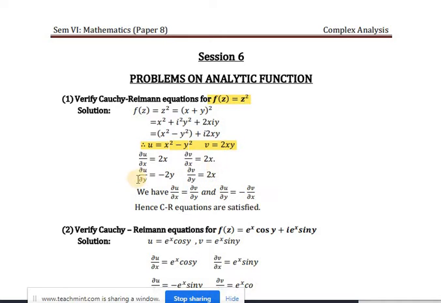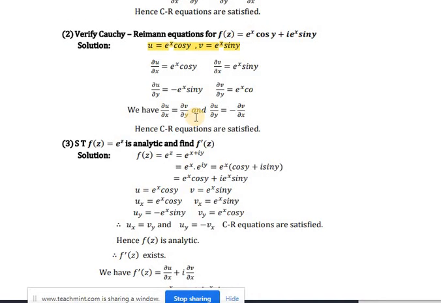Now you observe these derivatives. Dou u by dou x is equal to dou v by dou y, and dou u by dou y is equal to minus dou v by dou x. These are the CR equations. Hence the above derivatives satisfy the CR equations. Hence the result. If the CR equations are satisfied, then the given function is called an analytic function. Therefore, the derivative of f of z will exist.